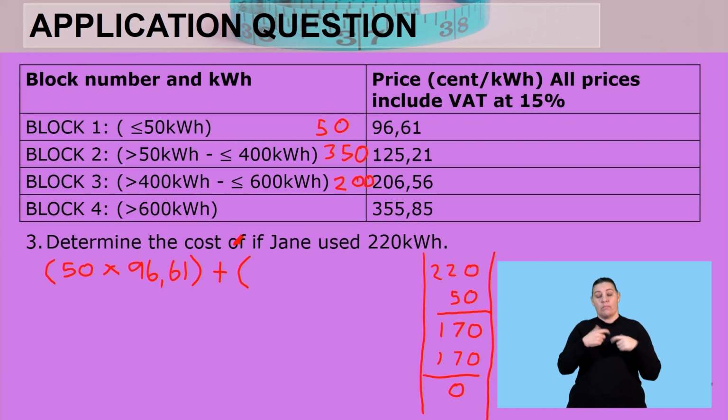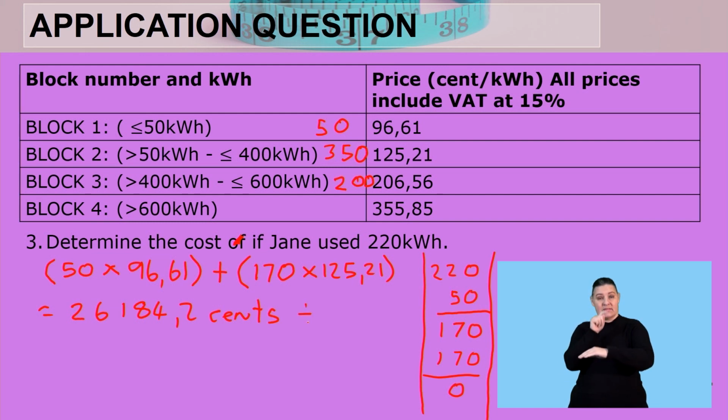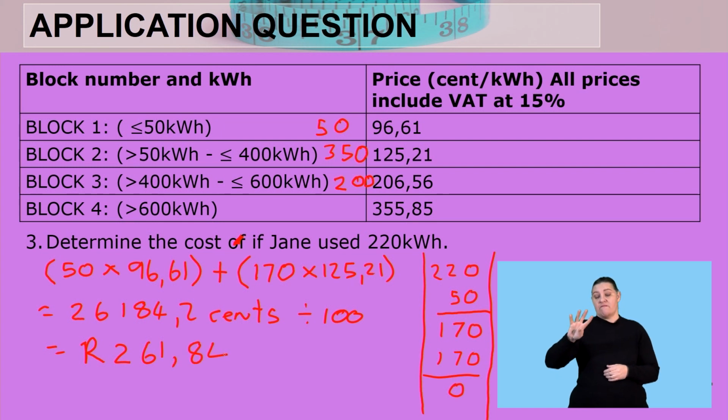So we just go on to block 2 where we charge 170 and we multiply that by 125,21. Let's see what that gives me. So using my calculator, I got 26,184,2. Again, the answer's in cents. Divided by 100, so we can get the price in rand, and I get 261 rand 84 cents. Nice work. We're concentrating.